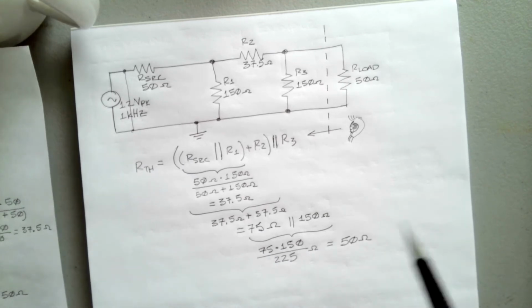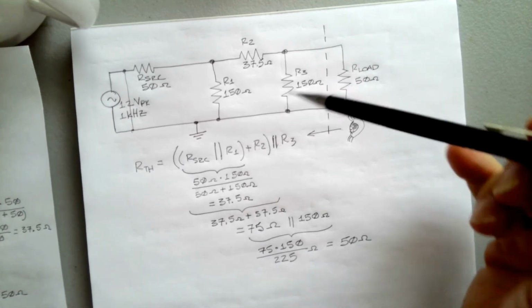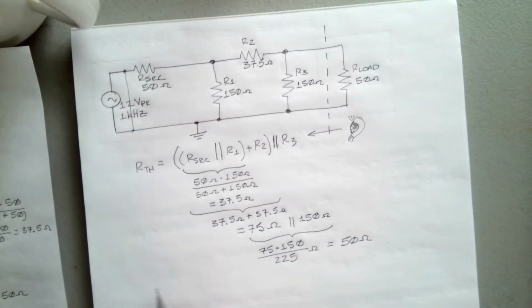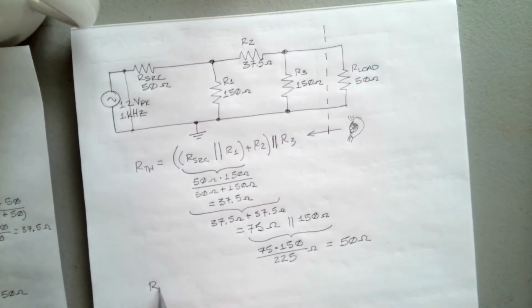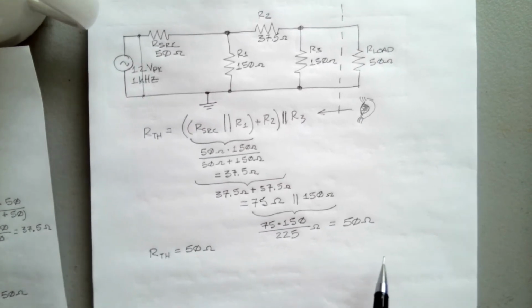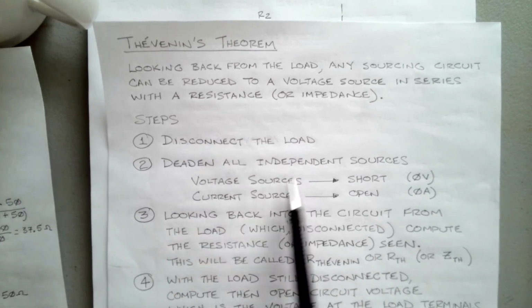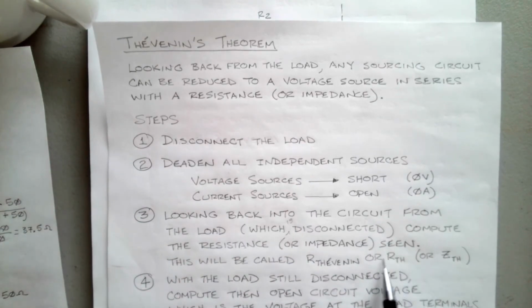So you can see this is a kind of special circuit. Looking back in, R Thevenin equals 50 ohms. This circuit is designed for a 50 ohm system, and it's nice that it turns out that way. Let's see what we've done with Thevenin's theorem. We disconnected the load, we deadened all sources, and looking back in, we found our Thevenin resistance.